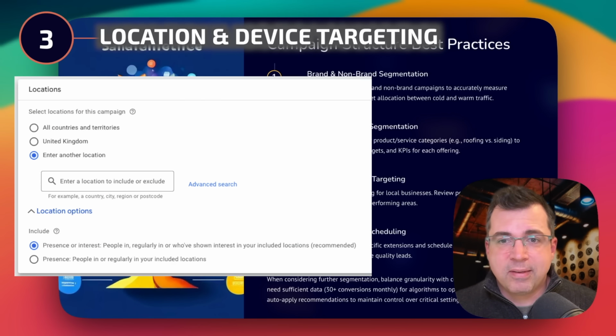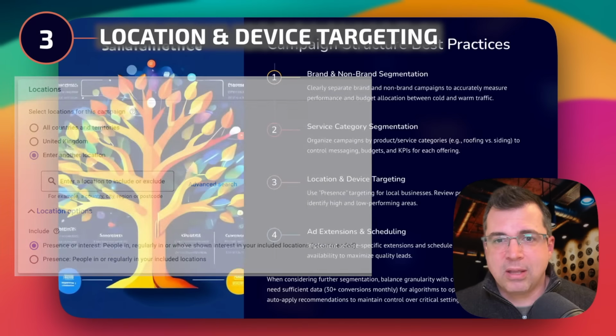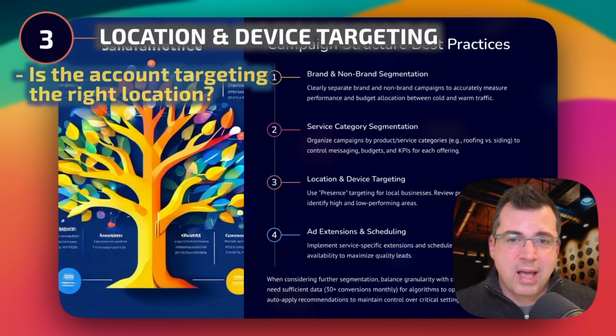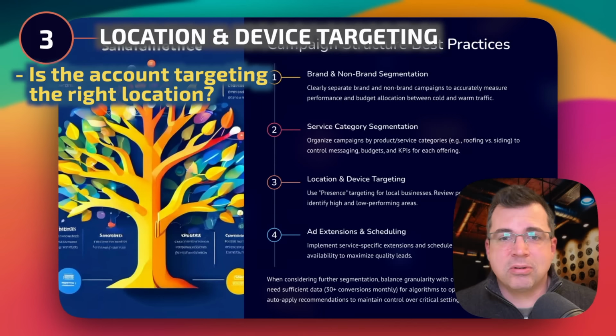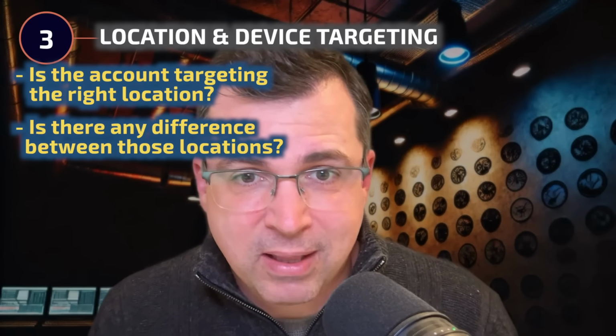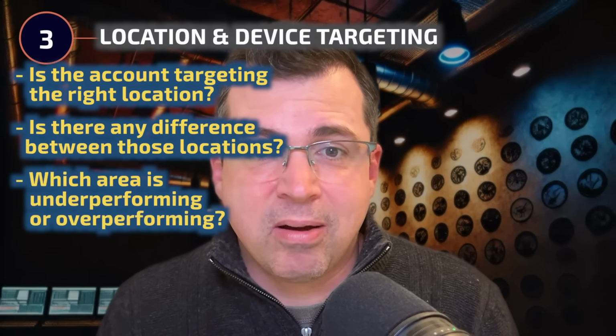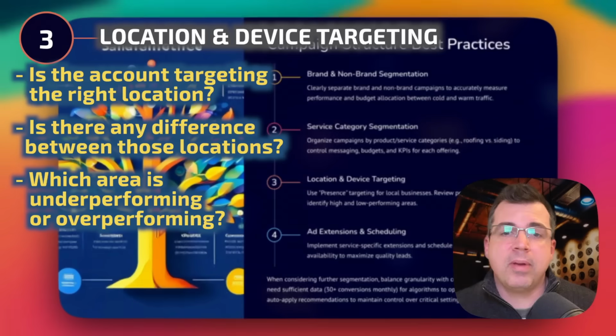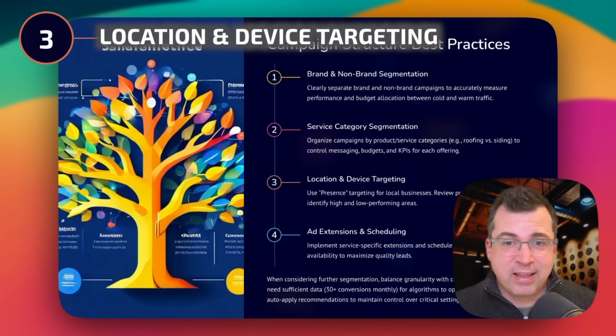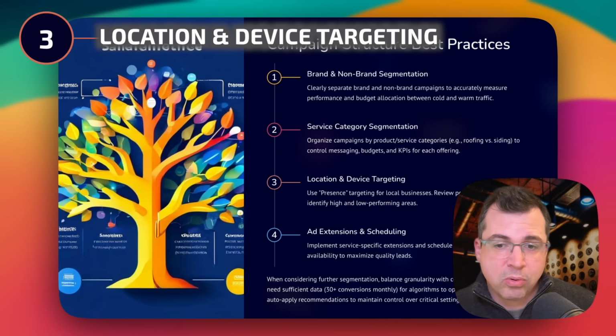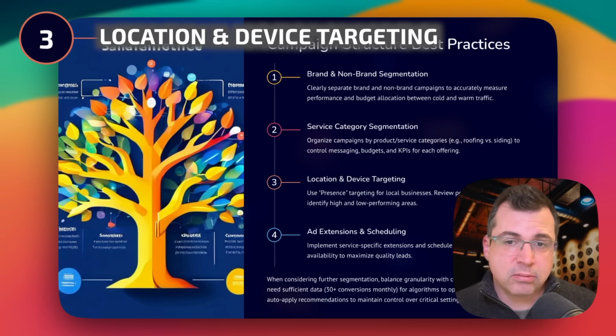For local service businesses, there is no Google Ads audit without checking the location. Is the account targeting the right location? Is there any difference between these locations? Which area is underperforming or overperforming? Most accounts have area targeting issues as well. I don't understand why, but unfortunately it's fairly common. So there is no audit without location targeting checking.